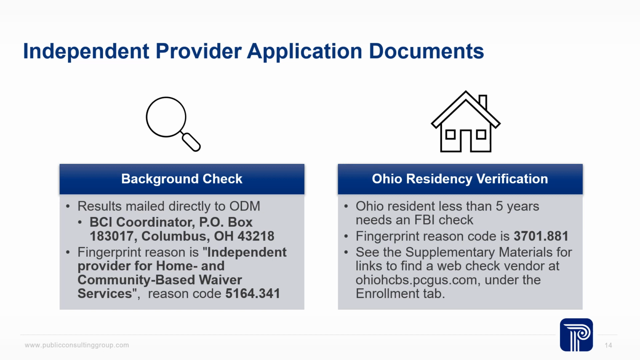An FBI check is required if you have not lived in Ohio for the past 5 years or more. Use reason code 3701.881 for the FBI check. You can find a web check vendor to complete prints for your background check in the supplementary materials for this training at ohiohcbs.pcgus.com under the Enrollment tab.